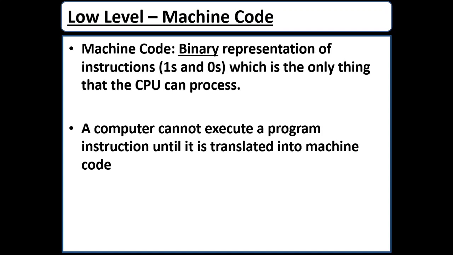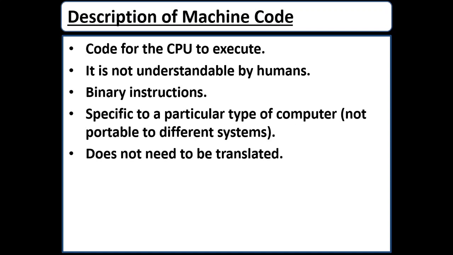So firstly, machine code is made of binary numbers. It is made for computers and it is made of ones and zeros, so humans cannot understand it. It's for computers to execute. So it's for the CPU to execute. It is not understandable by humans and it's made of binary instructions. Now it is specific to a specific type of computer. So if you've got an Intel CPU, it will not work on an AMD CPU.